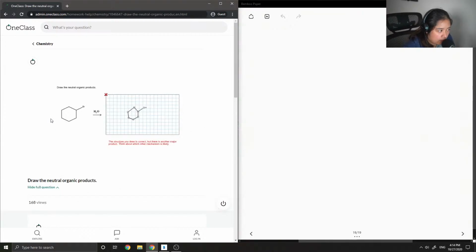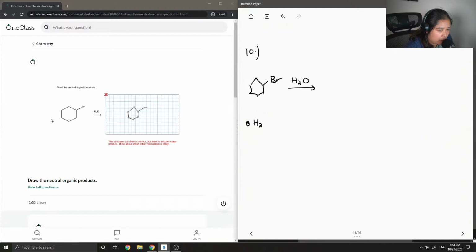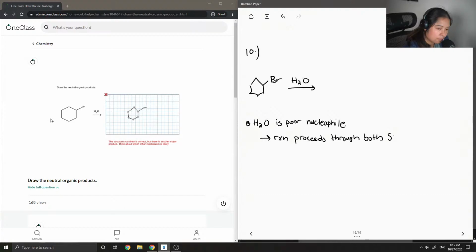So it says to draw the neutral organic products. So we have like a cyclohexane with a bromine reacting with H2O. So just some background about using water as like a reagent. It is actually a poor nucleophile. So not only does it proceed through an SN1 reaction, it also proceeds through an elimination reaction as well. So E1 mechanisms.